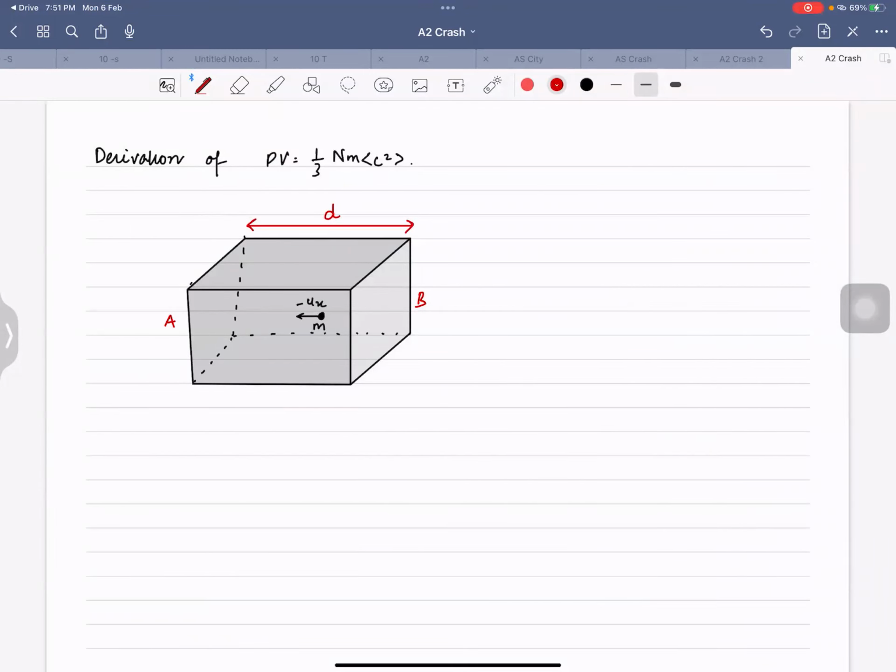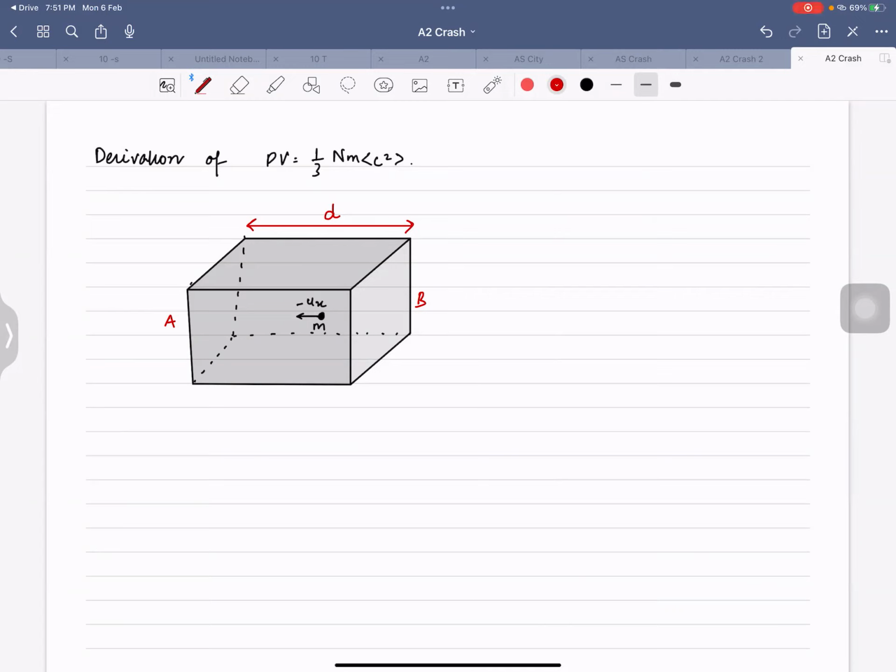Okay, so we've got 20 minutes, and within those 20 minutes we have to do a lot. Now, this derivation is very important, and this is the derivation for the equation PV is equal to 1/3 Nmc squared. The whole definition or some part of it might come in your exam, and there's no saying what will come. So you should remember that.